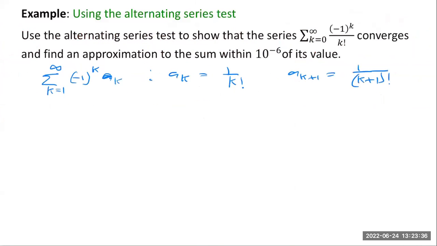Is that a decreasing sequence? Of course, yes. If you look at these two, AK and AK plus 1, clearly AK plus 1 is strictly less than AK. Why is that? Because the denominator here is bigger than the denominator of this expression. That means AK plus 1 has to be strictly less than AK. Okay, so that condition is okay. What about the other one? Does the sequence converge to 0?